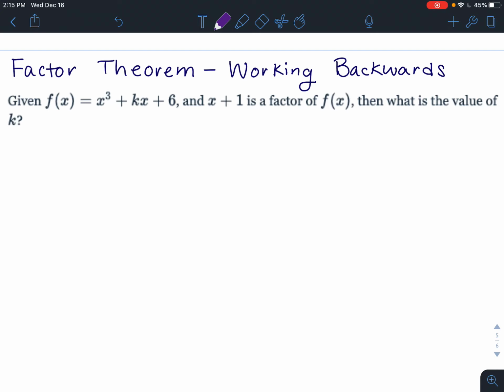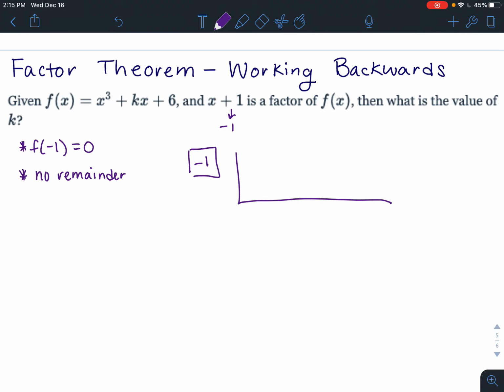In this first example, we're told that f of x is x cubed plus kx plus 6, and we know that x plus 1 is a factor. So we know that f of -1 is equal to 0. That means there's no remainder if we were to use synthetic division, synthetic substitution. So we're going to set up synthetic division and work backwards to find this.